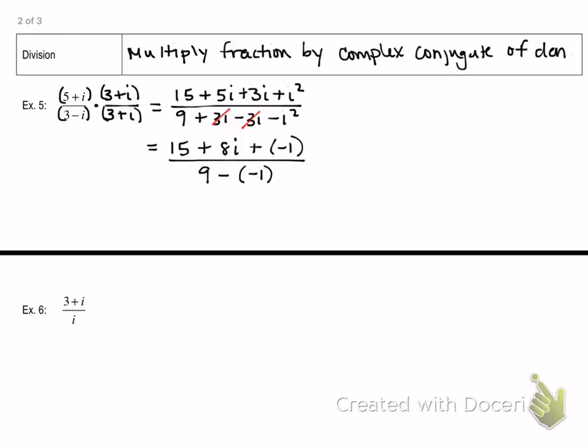Okay, so now notice I don't have any i's in the bottom. That's good. And on the top, I don't have any i squared. So now this will become 15 minus 1 on top, which is 14, plus 8i over 10.